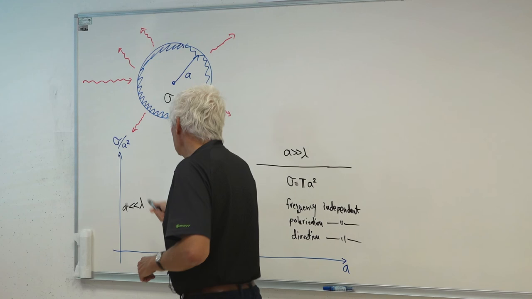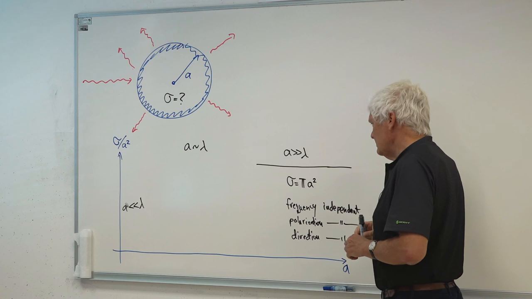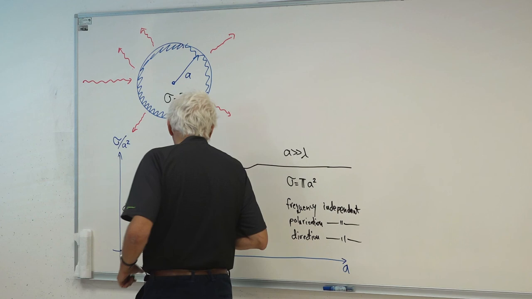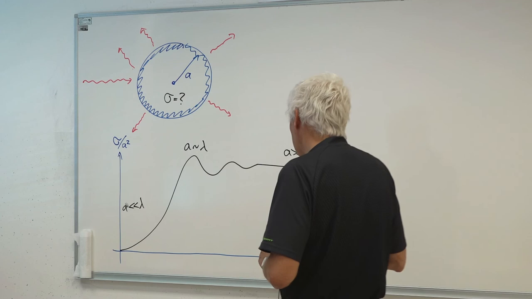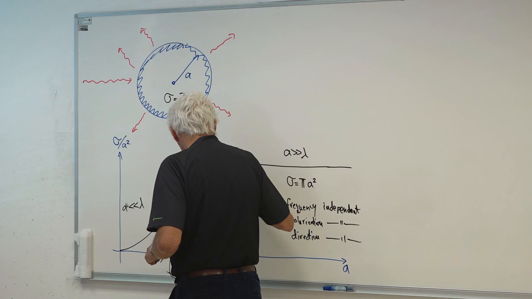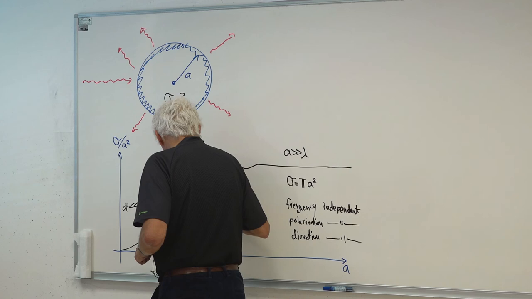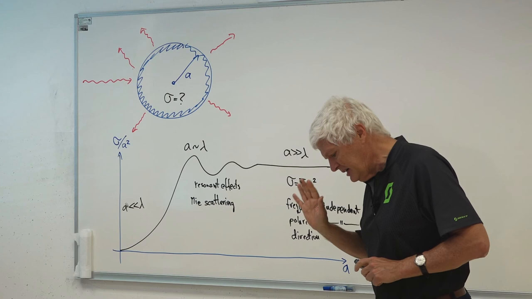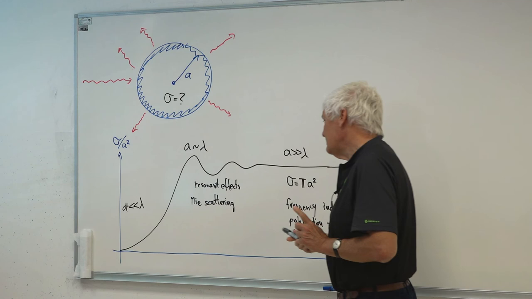Sigma over a squared, so we are normalized at this large sphere scattering. So the plot goes like this. When the sphere size is approximately the wavelength, we have resonant effects. And this is also called Mie scattering. Mie was, in spite of his name, a German mathematician. Just to say. Mie scattering is quite involved. We are not going to deal with it.